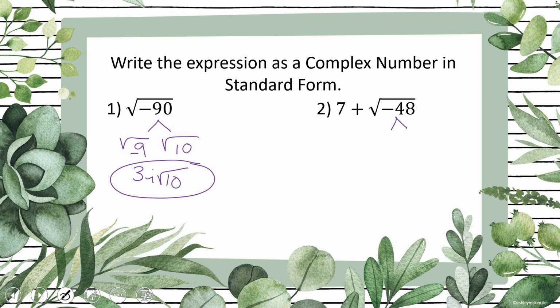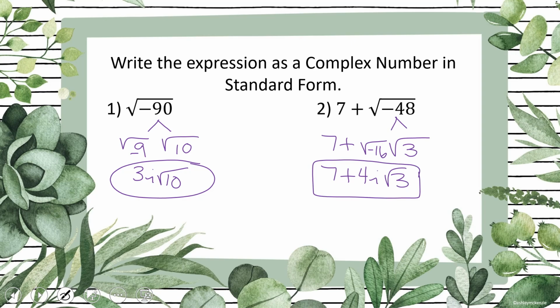For this second one, I would break this into a negative 16 and a 3. And the square root of negative 16 is 4i. Now remember that real numbers and imaginary numbers are not like terms. So this is as far as I can go. I can't combine a 7 with a 4i root 3. Those are not like terms in many different ways. So that's all we can do.